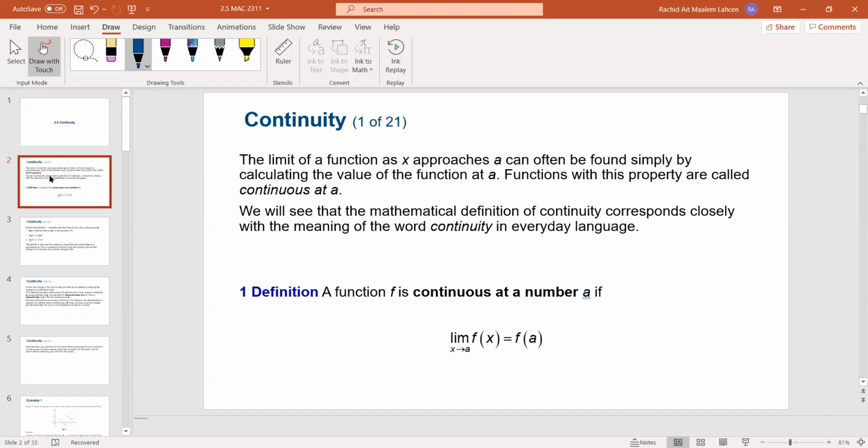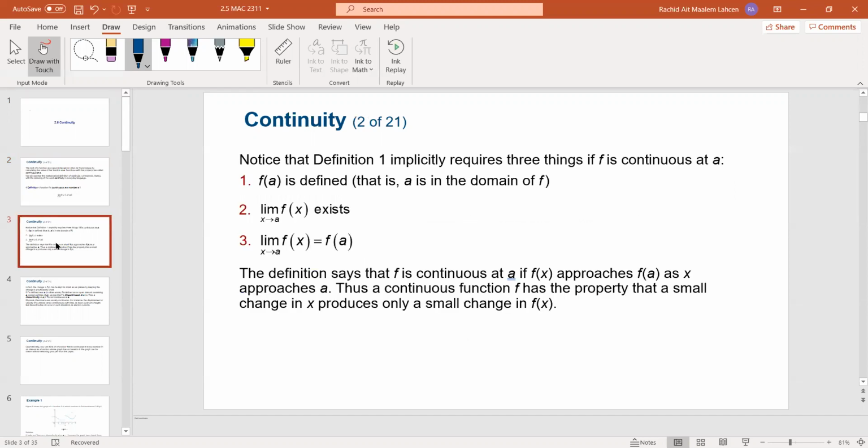So a simple way that we talked about limit, of course, is direct substitution. If it's defined in it, we say that the function f is continuous at a number a if the limit of f of x equals f of a. So there are three conditions we're going to look into. Then we're going to use other theorems.